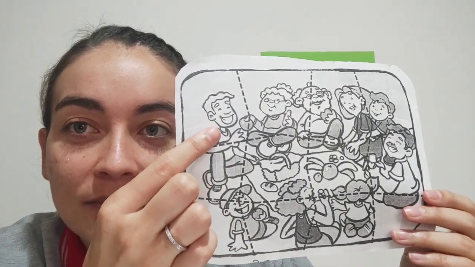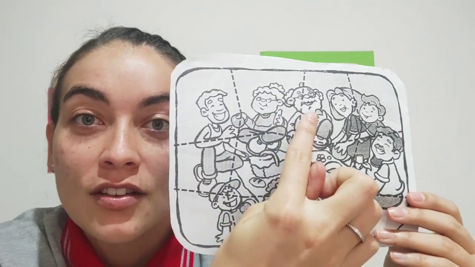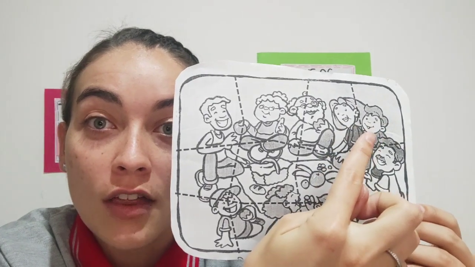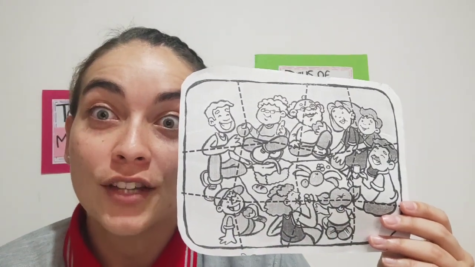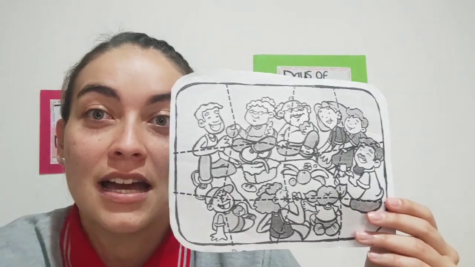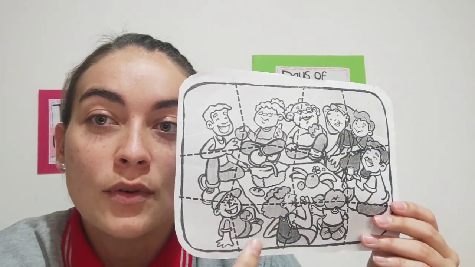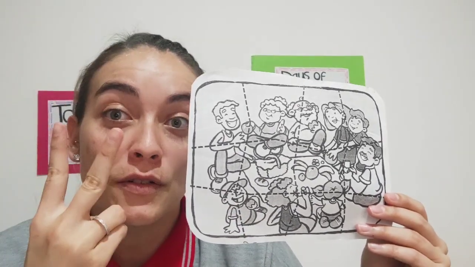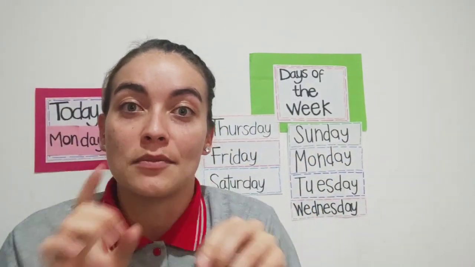This is a father, grandmother, grandfather, mother, brother, and we have here sister. Y también hay otra familia dentro de nuestro rompecabezas. Es una familia small, pequeña. We have a father, a mother, and we have a brother. Excellent. So there are two families. Una familia grande, big, and one family is small.